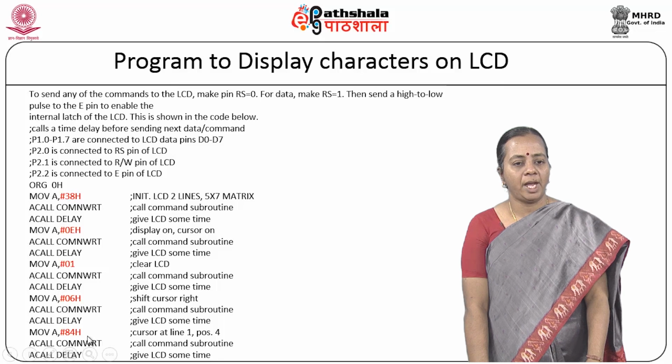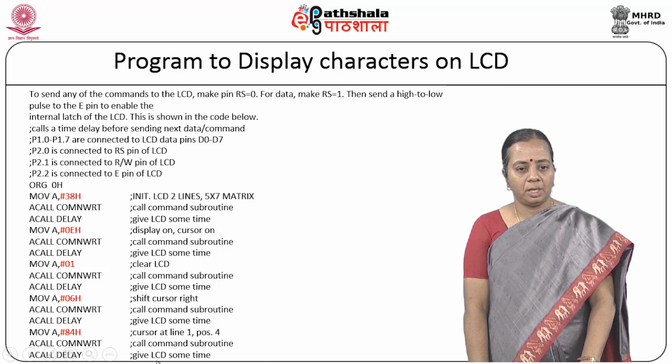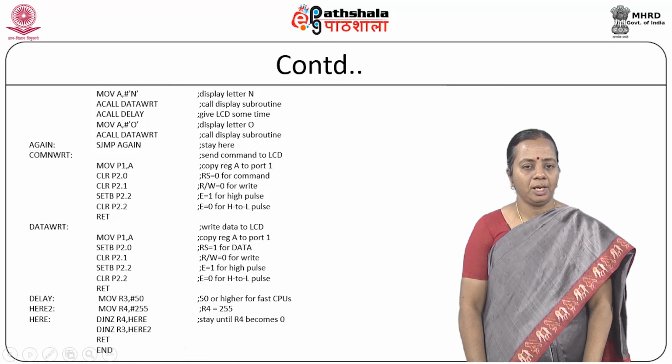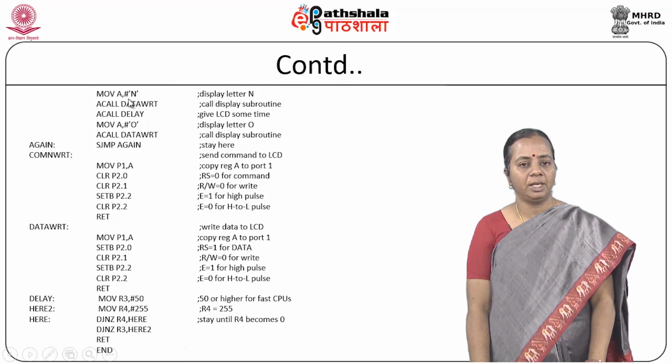Then move A comma hash 84, which says that the cursor is at line 1 and position 4. And again I have to write this command, so A call command write, and a call delay is given over there. Now you understand that this is the setup we made for the LCD to display characters. So, here comes what we will be displaying on the LCD.